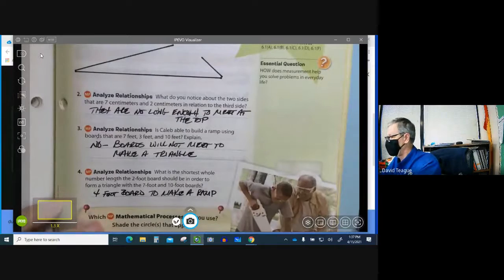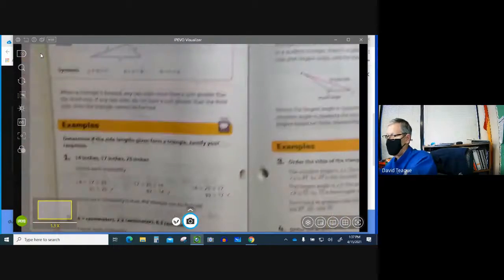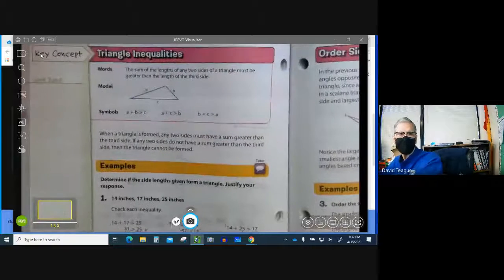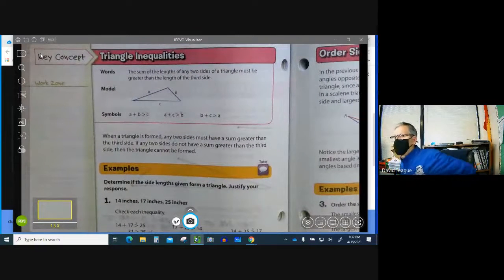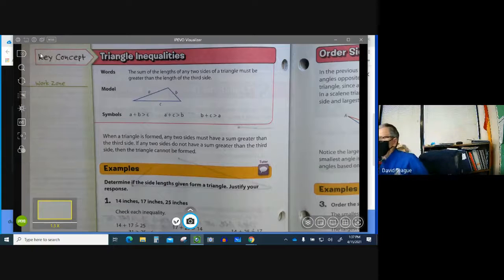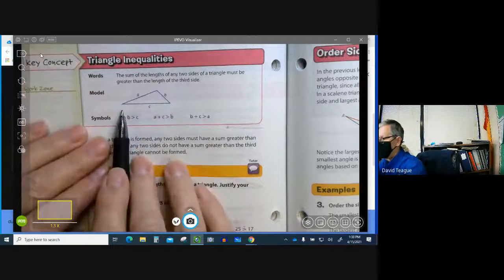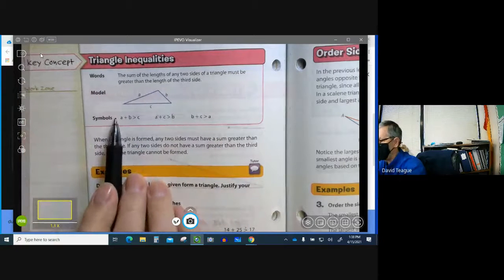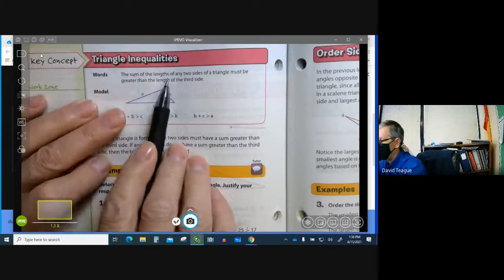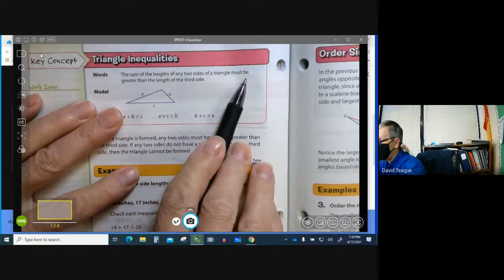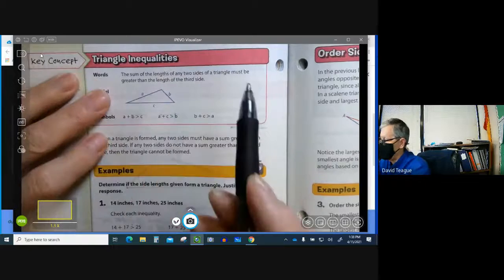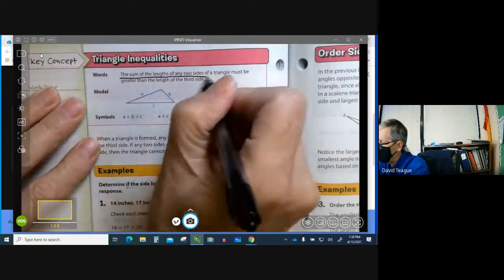Okay, so let's turn the page, 704. At the top of the page it says triangle inequalities, and we remember inequalities are those little symbols, greater than, less than, or equal to. We're using these inequalities to describe a relationship within a triangle. The sum of the lengths of any two sides of a triangle must be greater than the length of the third.